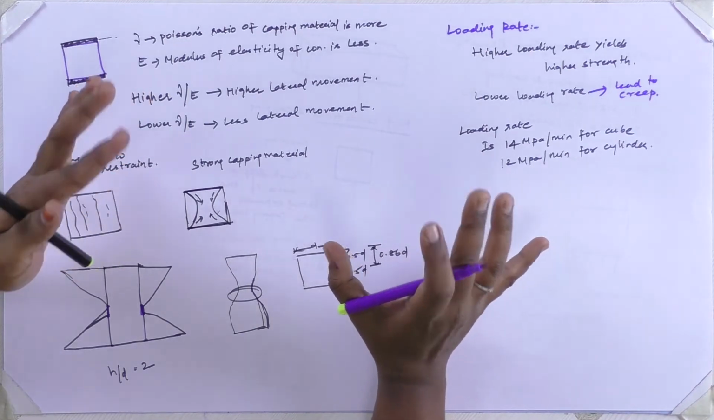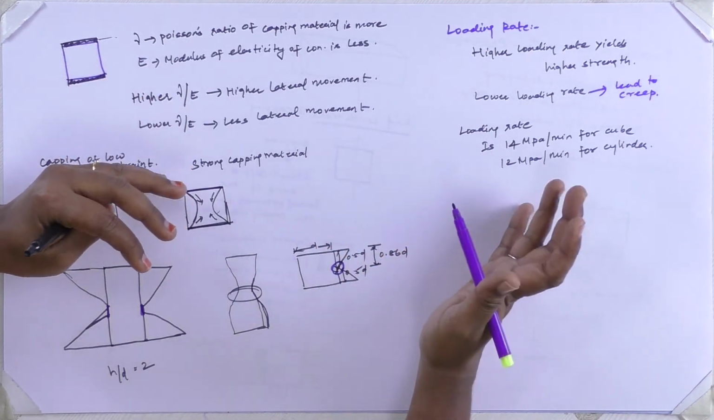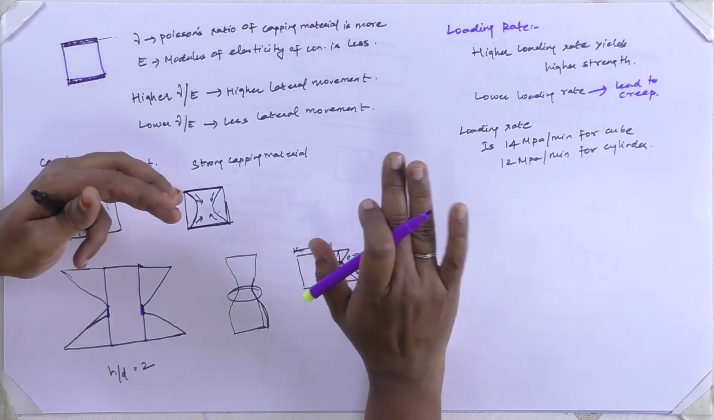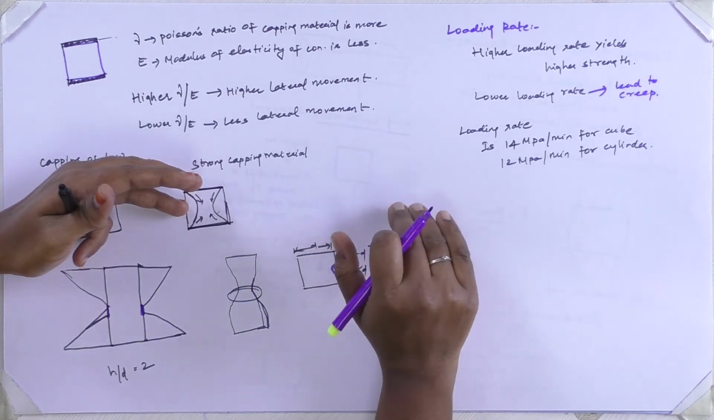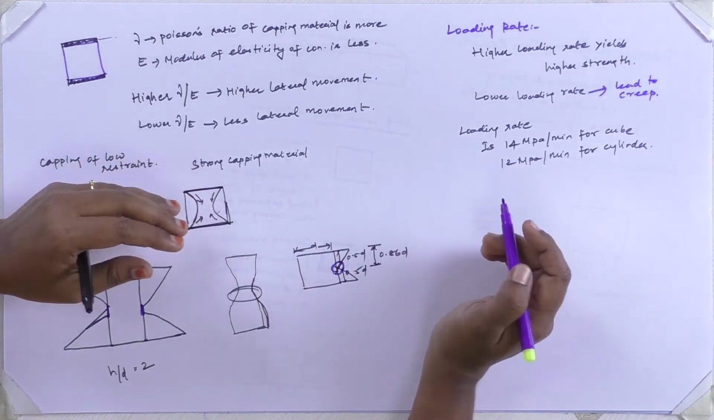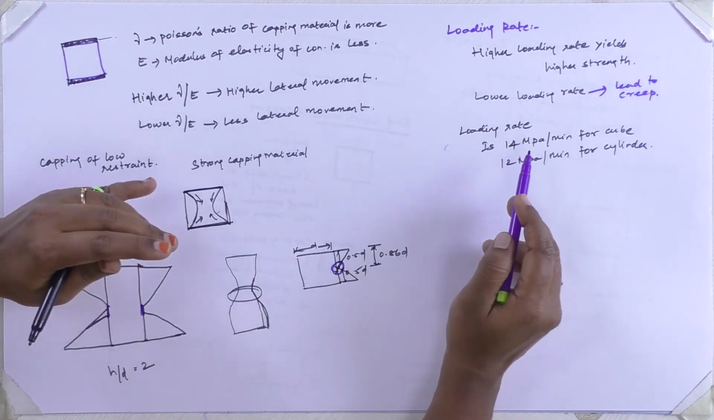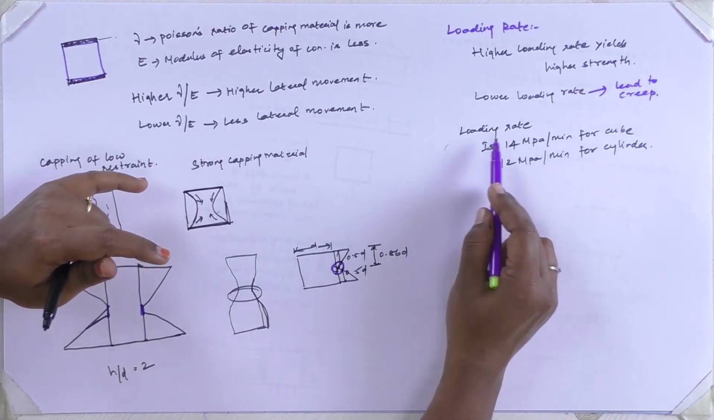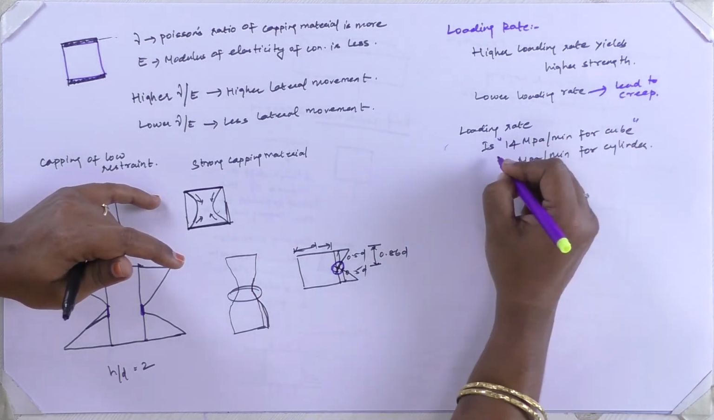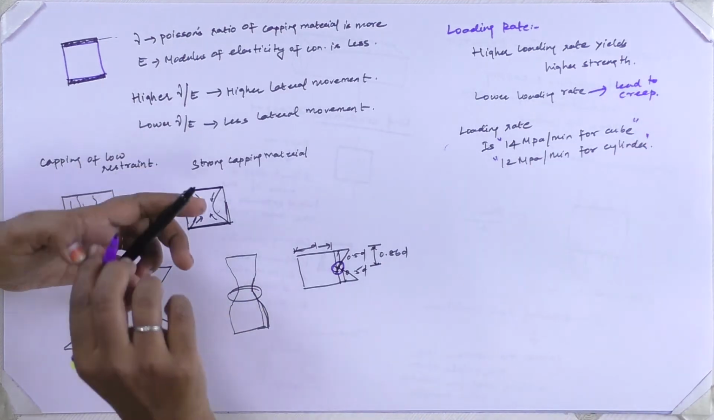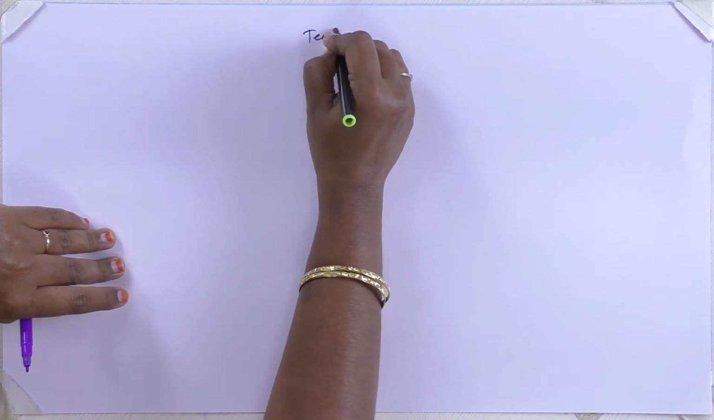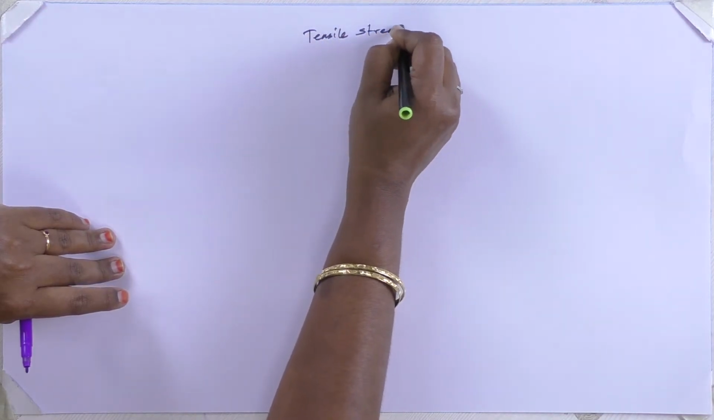If a material is loaded quickly, then obviously it will give higher strength results, whereas when it is being loaded in a slower manner, then it leads to creeping of the material. So the loading rate is being standardized, and that's being given here: 14 MPa per minute for cube and 12 MPa per minute for cylinder. Next we discuss the tensile strength.